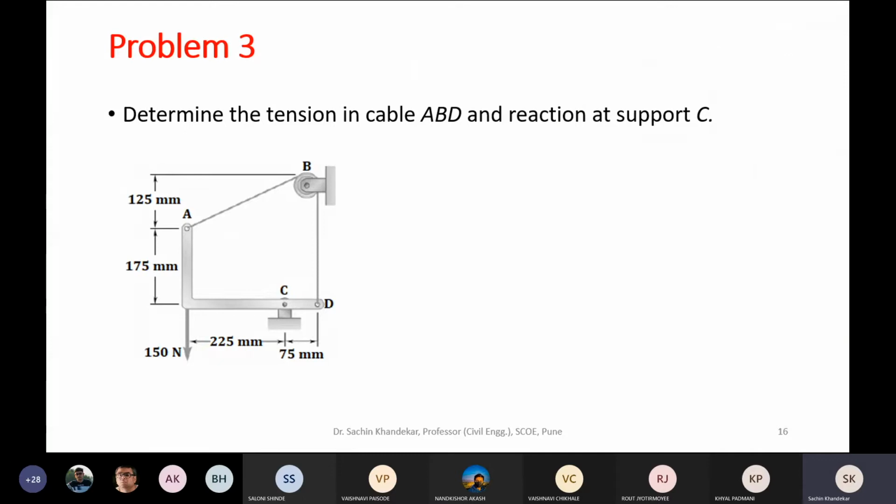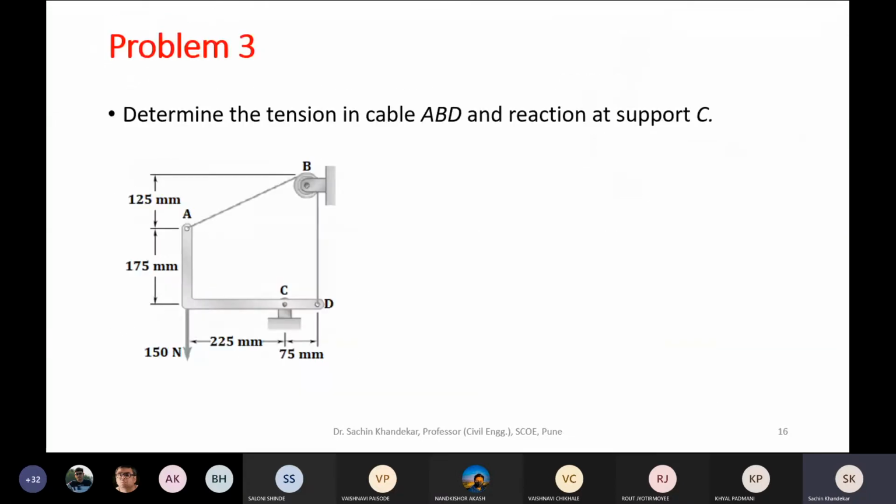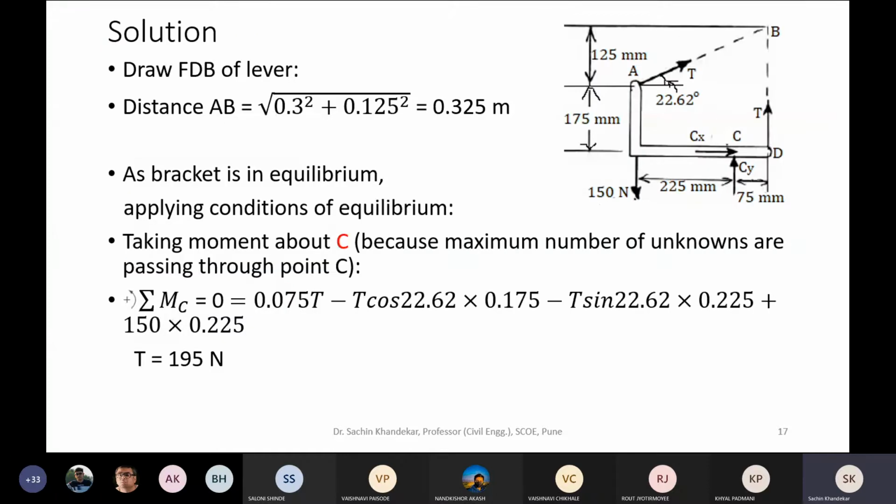So we have discussed problem number 2 and problem number 3 based on equilibrium. We solved them by applying the conditions of equilibrium, that is summation Fx = 0, summation Fy = 0, and summation moment = 0. In general, the procedure is first to draw the free body diagram of the given body, then apply the conditions of equilibrium and solve for the unknowns.